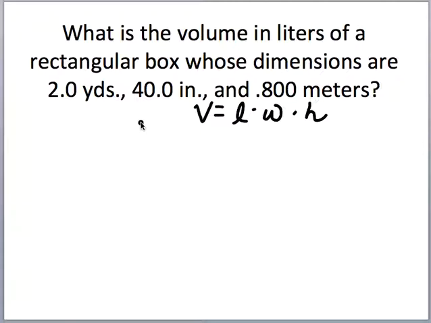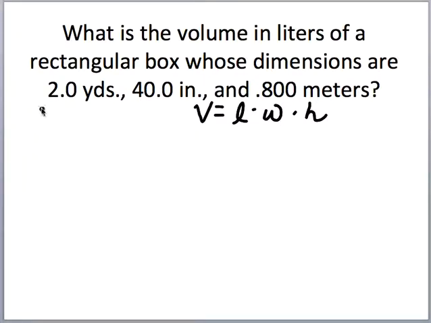Probably when you do the measurements, you're not going to measure it in 3 different units like yards and inches and meters. But in this problem they did, and so you're going to have to deal with that. So the first step is to make sure you're all in the same units before you can really find the volume. I would also look ahead a little bit and see that volume has to be in liters. So I probably want to keep it in metric units.